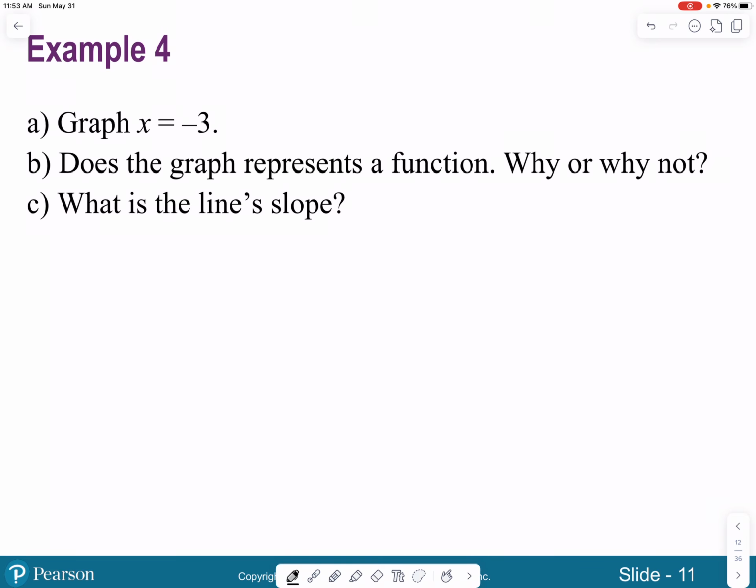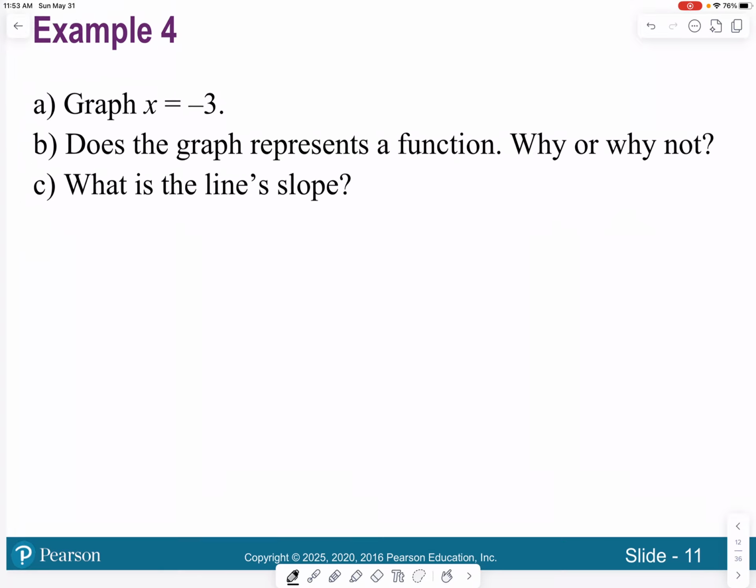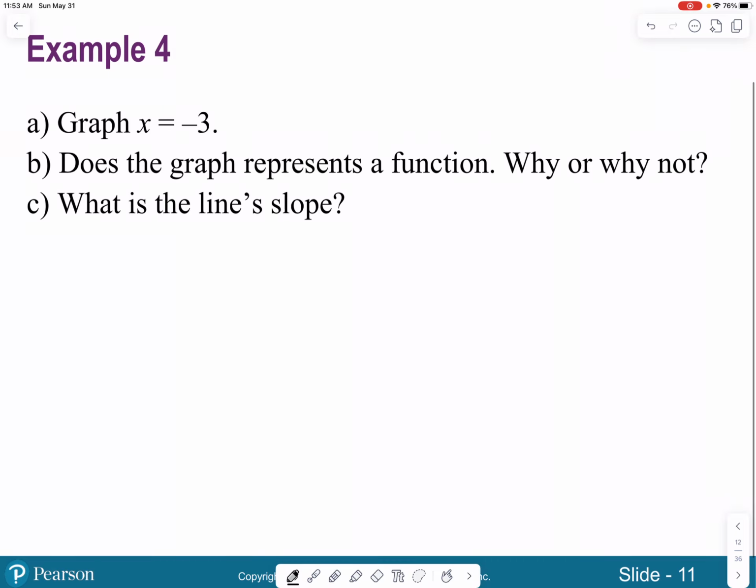All right, so I'm going to talk through this one as well. In this example, we're asked to graph x equals -3. Does the graph represent a function or not? And then what is the slope of the line? So in the previous one, we had y equals what, 3 or 4 or whatever. What was the value? We had y equals 4.